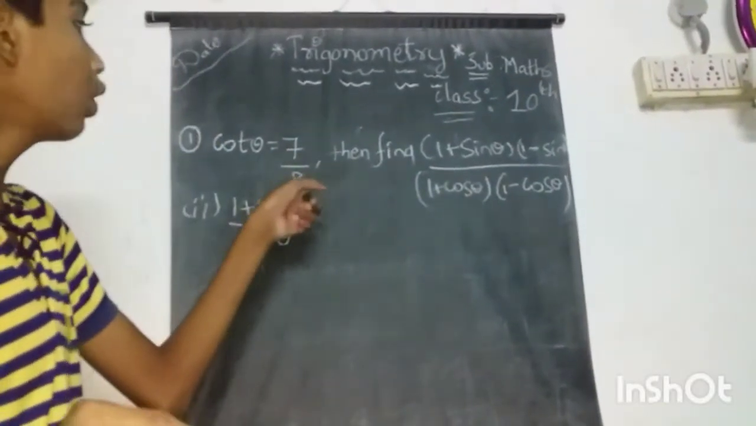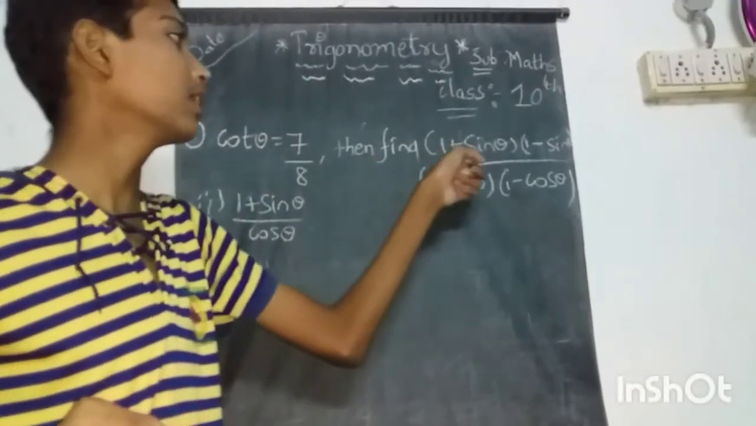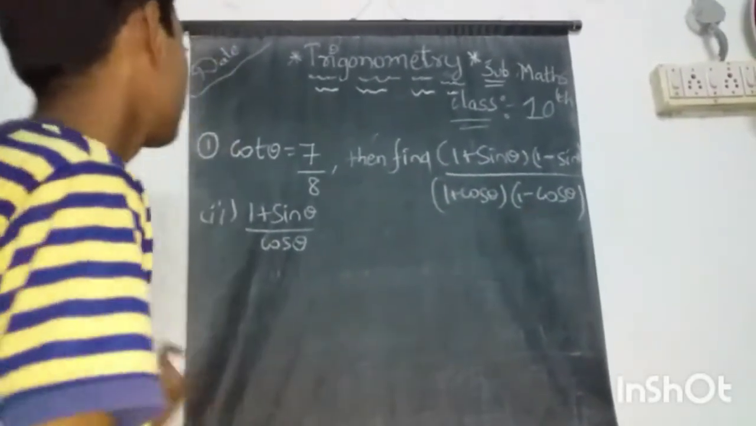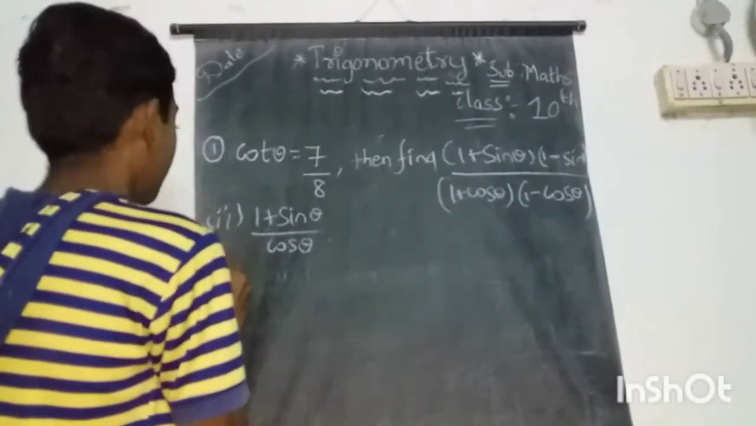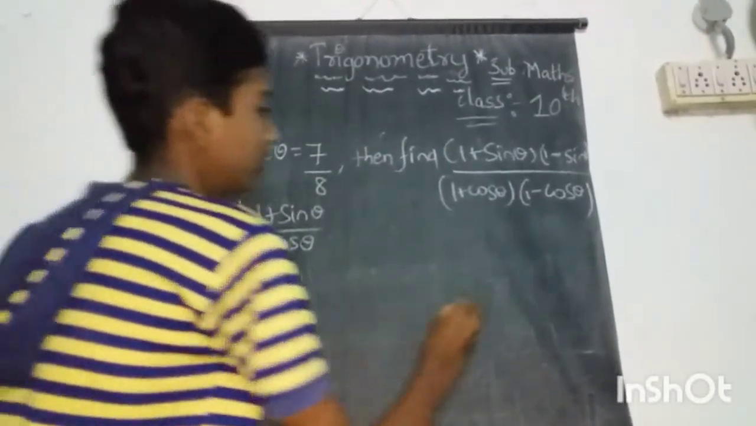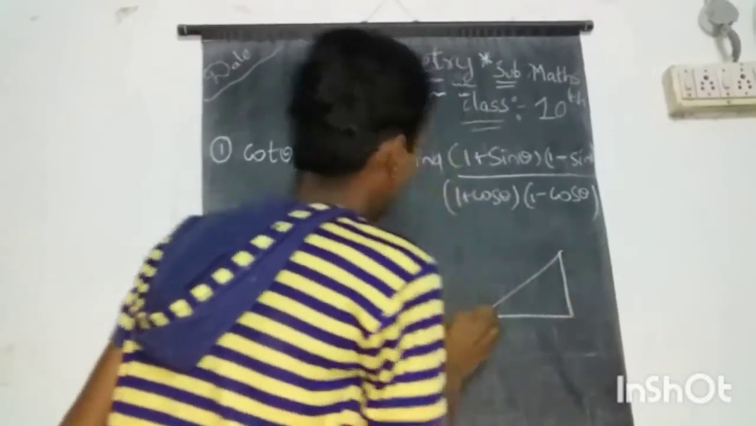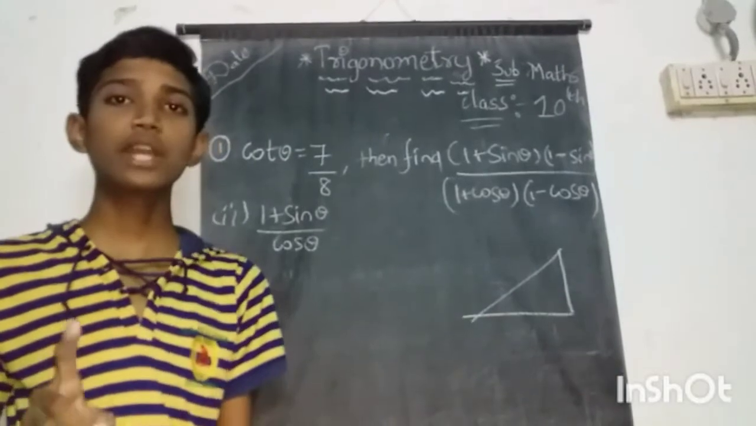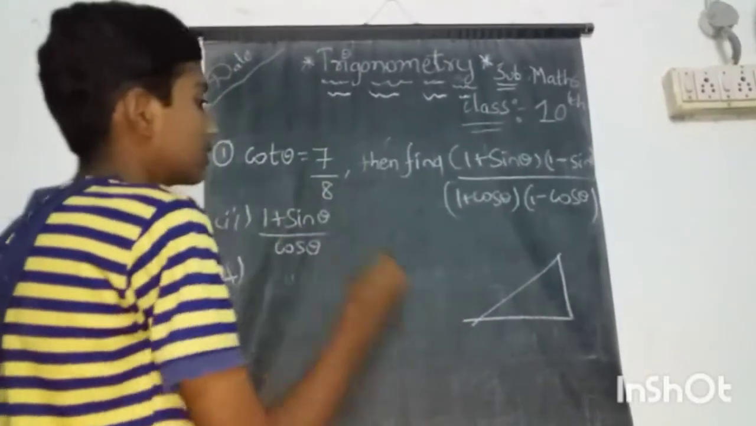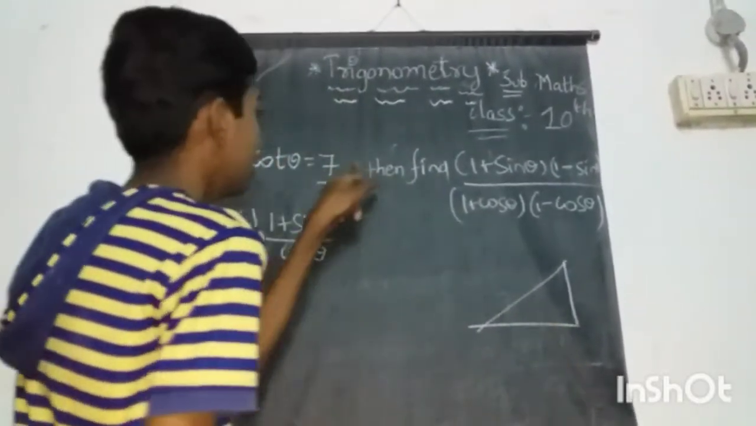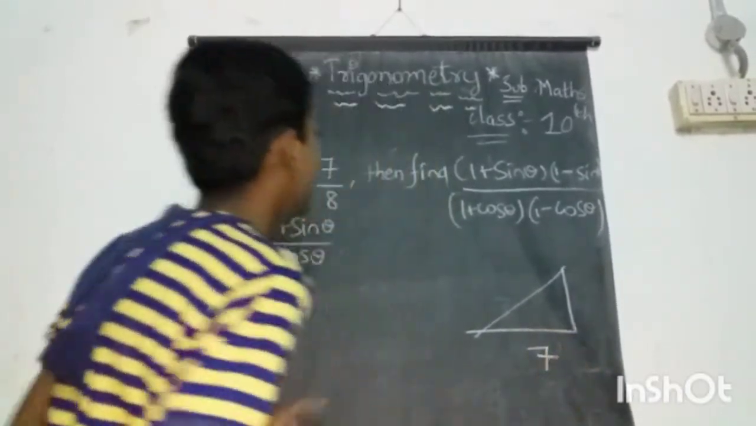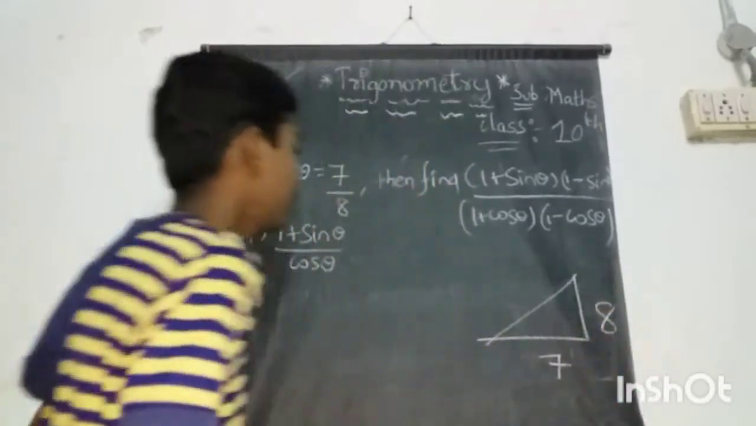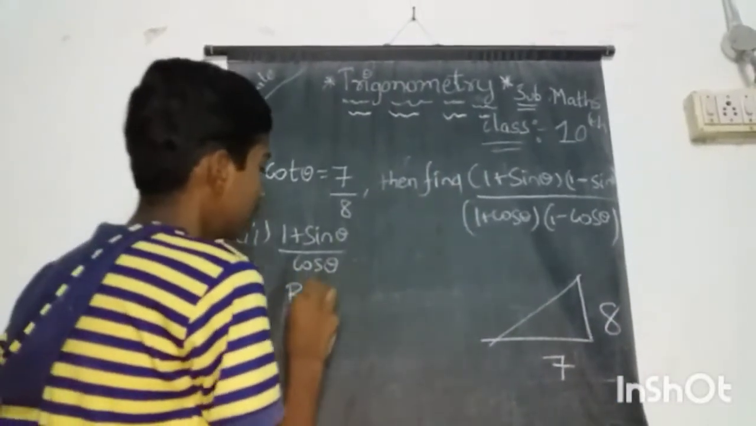First of all, cot theta is equal to 7 by 8, then find 1 plus sin theta into 1 minus sin theta upon 1 plus cos theta into 1 minus cos theta. By right angle triangle, solve it. Given cot theta is equal to 7 by 8, and cot theta is equal to adjacent by opposite. Substitute it: adjacent 7, and here opposite 8. Find hypotenuse by Pythagoras theorem.